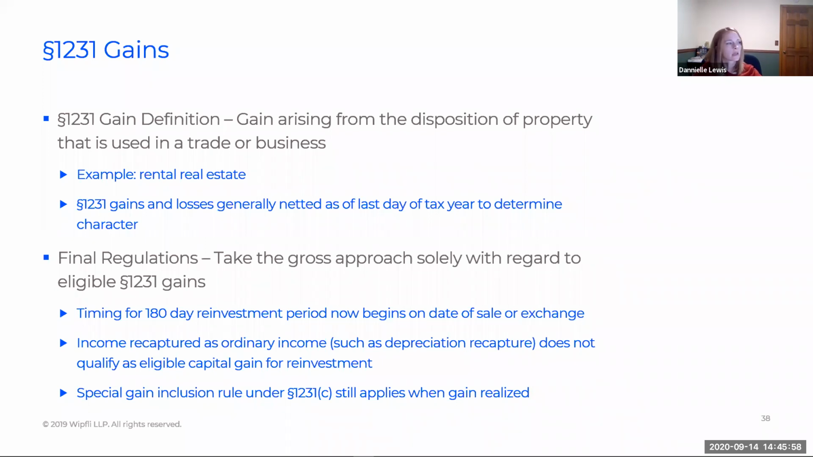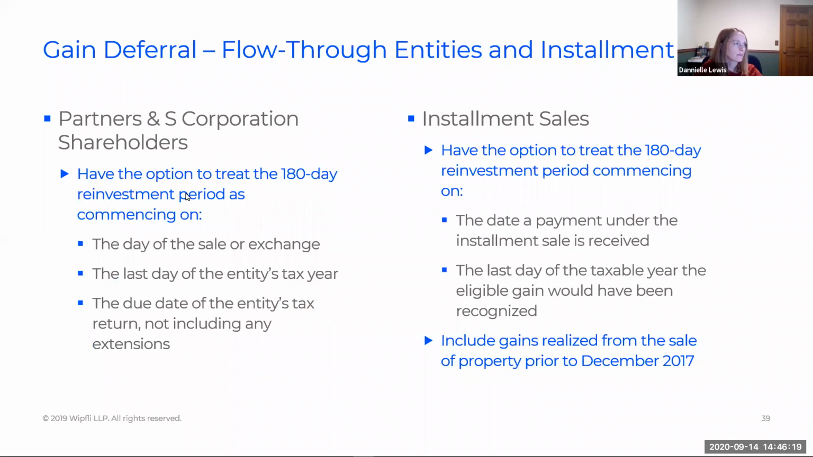wrong time. Thankfully, the final regulations threw all those rules out, and now 1231 gains follow every other type of gain, which I think was huge for a lot of people, particularly the ones who had accidentally made their investment on the wrong day. So that is a really great thing that happened with the final regulations.